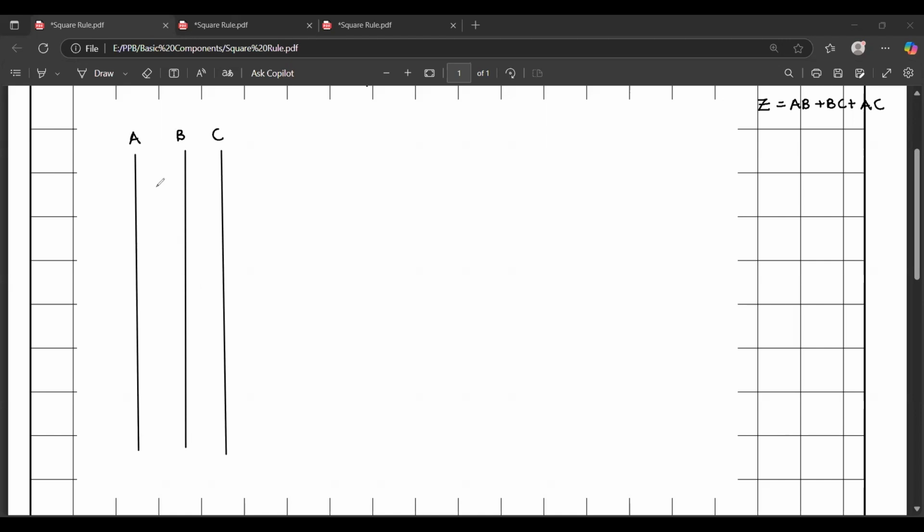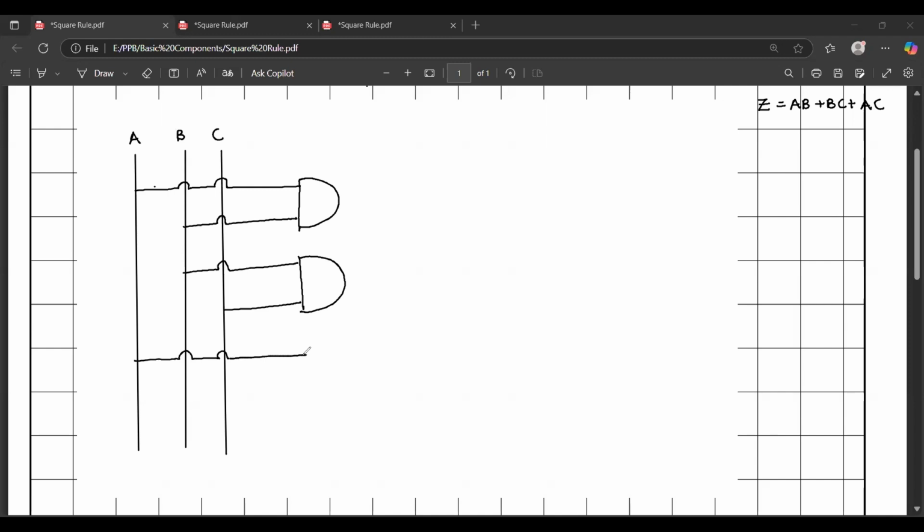Now we can have A and B connected using an AND gate. Now B and C in an AND gate. So B is there, and then we have A and C. So we connect A and C to the AND gate. There is another AND gate, and finally we have to pass them through a single OR gate.